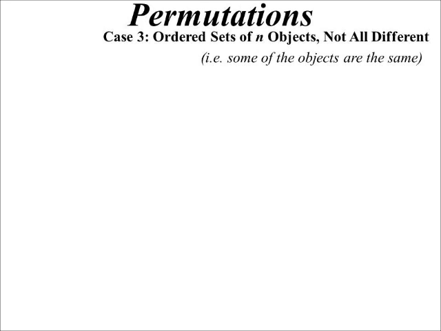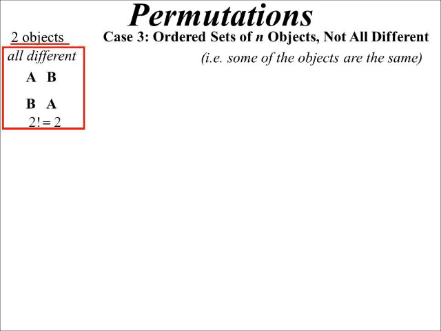Now, if I have two objects, let's go down to the ridiculously simple one, and if they're all different, I could arrange them A then B, or I could arrange them B then A. So as we've seen, two factorial ways of doing it. Now, if the two of them were the same, amazingly now there's only one way we could do it, and that's AA. So the question is, how did we go from two factorial to one?